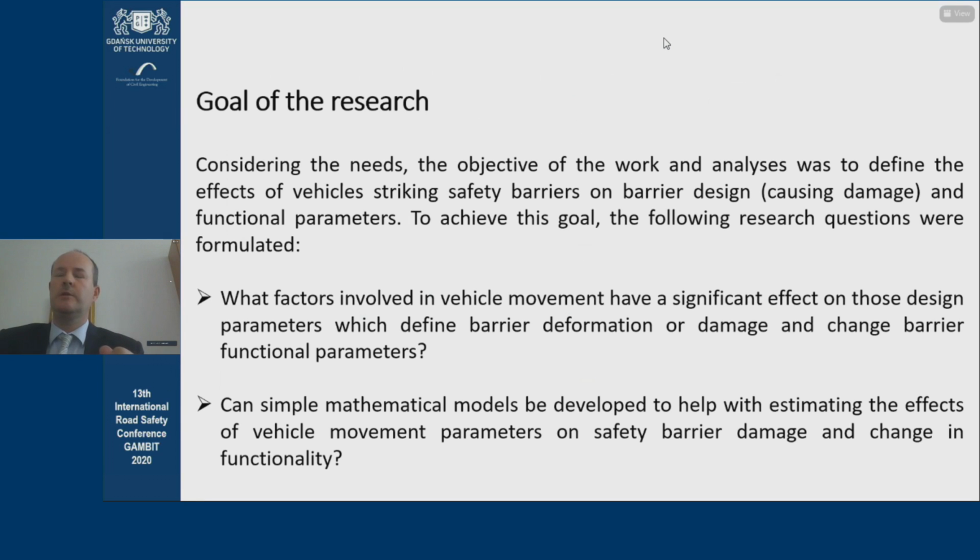Now, moving on to the analysis of the results of the field tests, of the actual crash tests. The main goal of those tests was to define certain needs that are related to designing and using road barriers, in order to determine the effect of an impact of a vehicle on the barrier. So how does that affect the structure of the barrier and its further functional parameters?